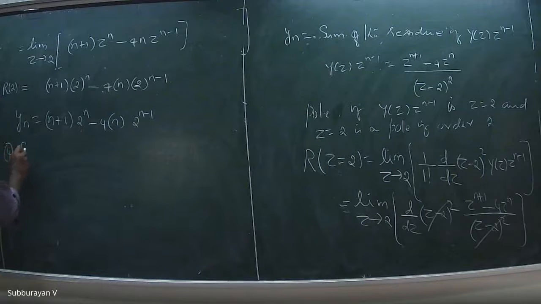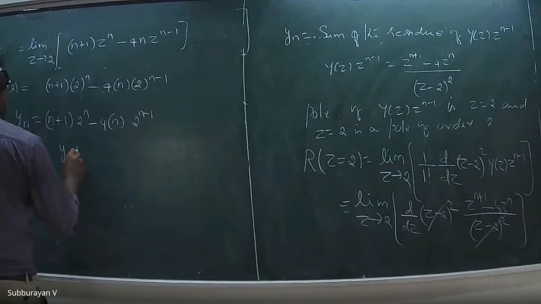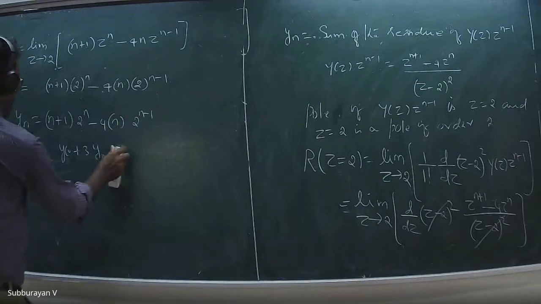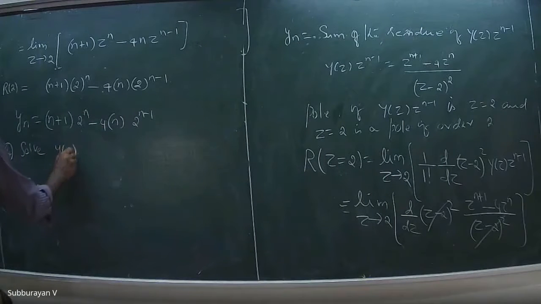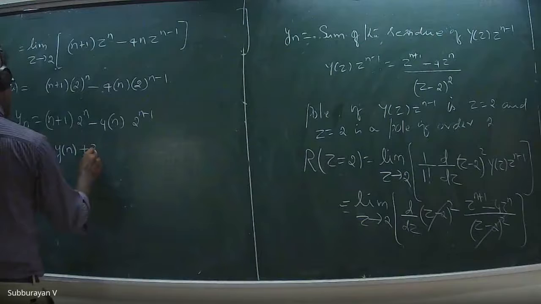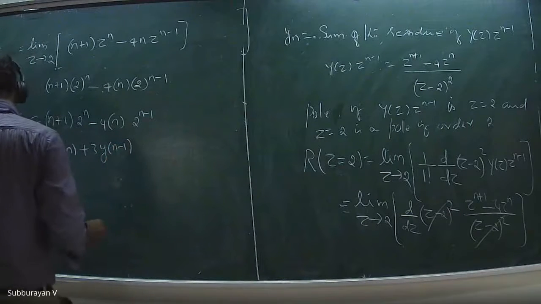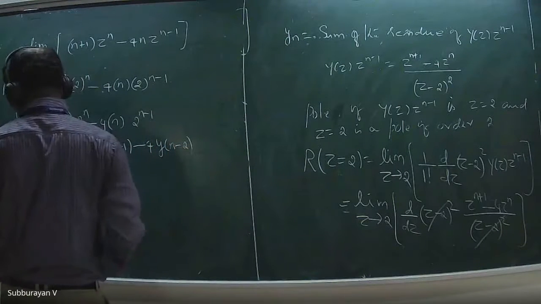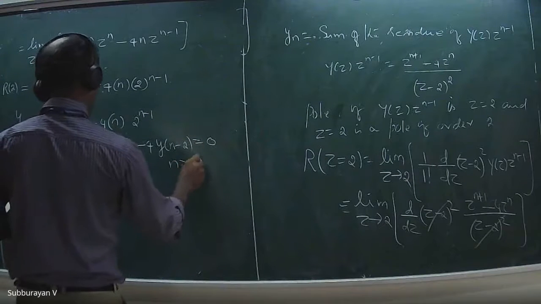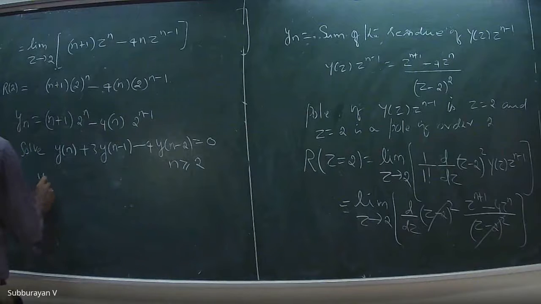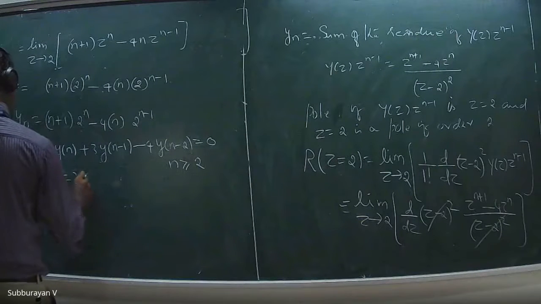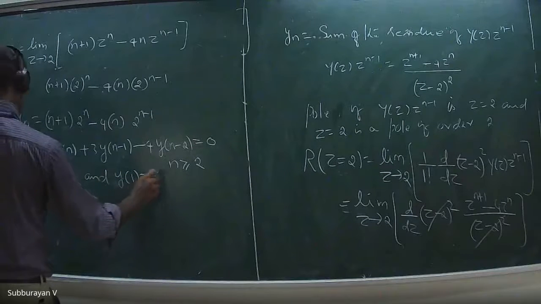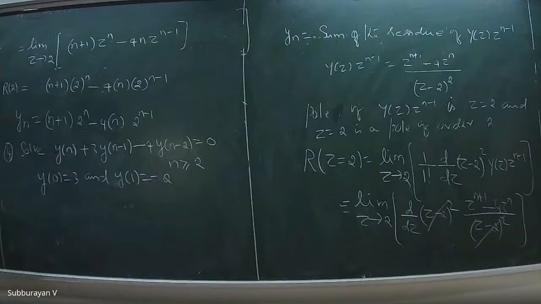This is the 4th problem. Solve y of n plus 3 times y of n minus 1 minus 4 times y of n minus 2 equal to 0 for n greater than or equal to 2, given that y of 0 equal to 3 and y of 1 equal to minus 2.